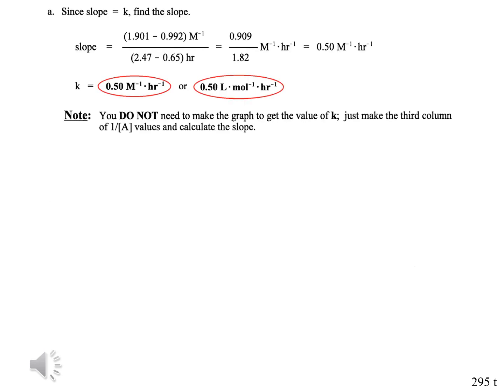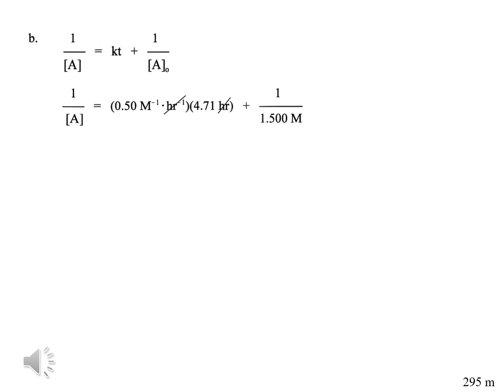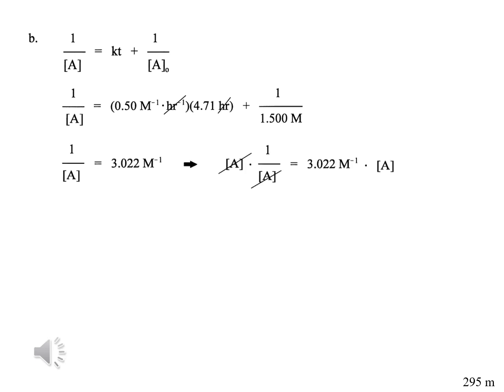And we calculated the value of K, 0.5. If you plug those numbers in, the math comes out different. So you first of all take 0.5 times 4.71, and then you take 1 divided by 1.5, and you add them. When you do that, the answer you get is not A. What we want to solve for is A. What you get is 1 over A. And so you still have to solve for A.